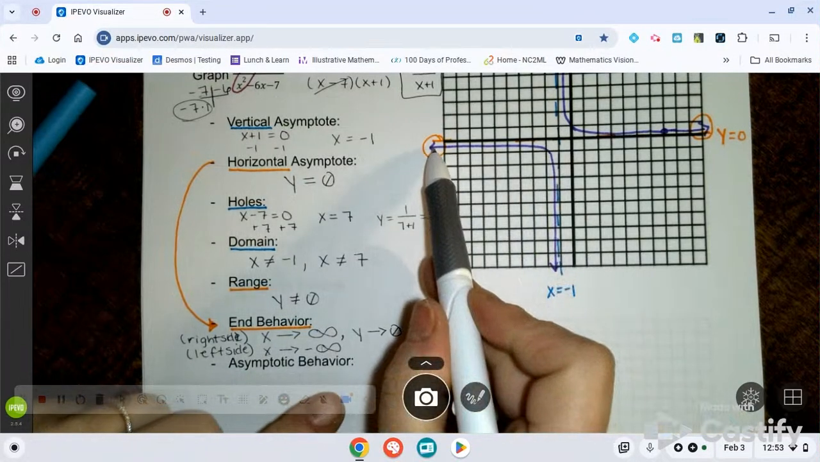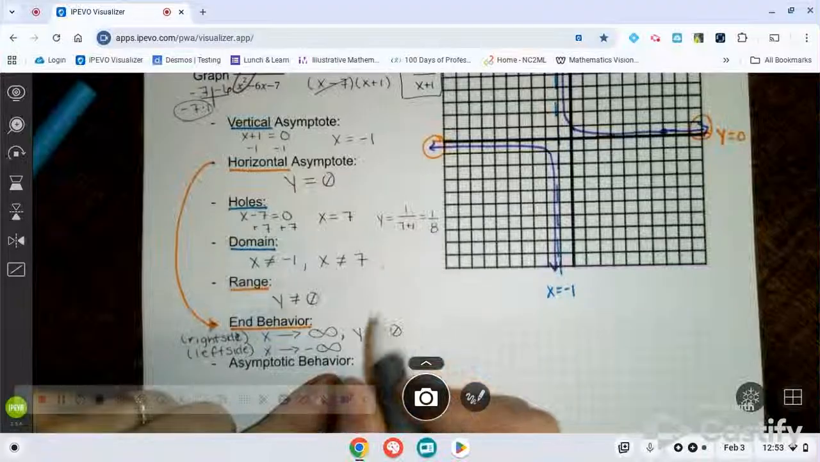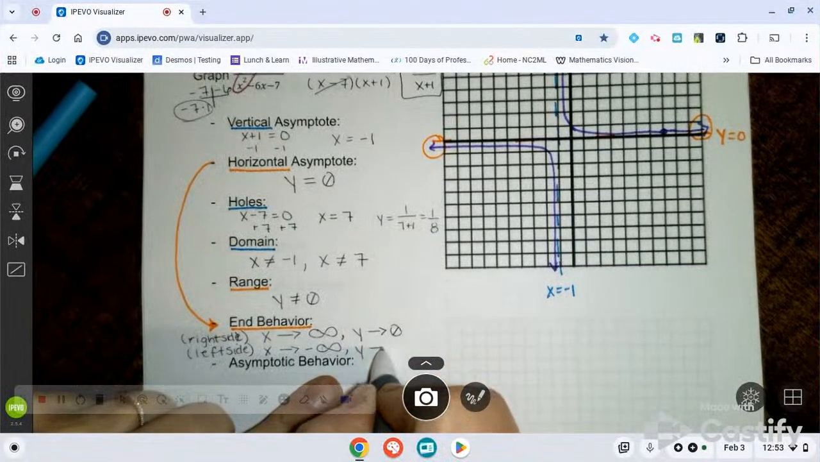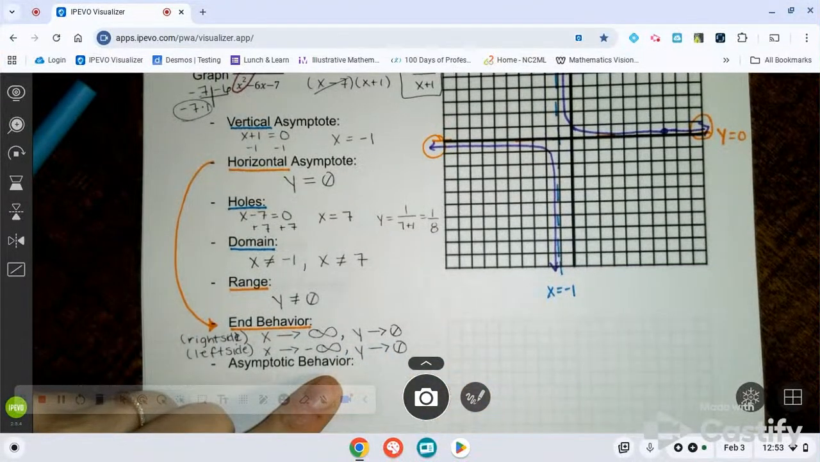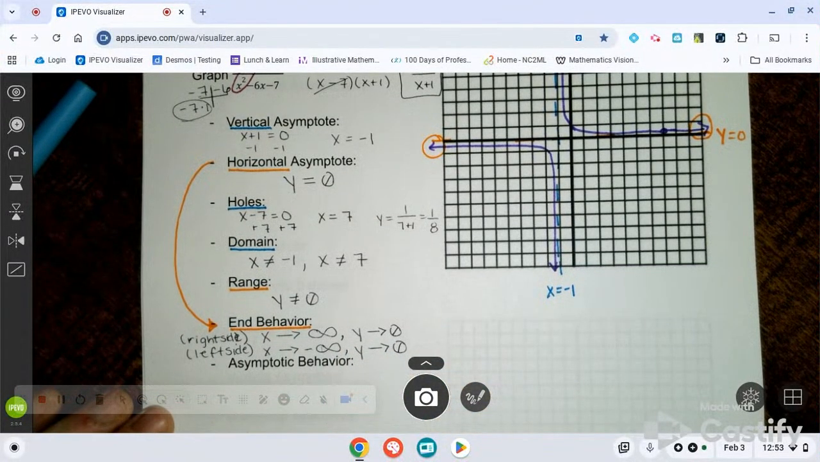And on the left-hand side, I'm also approaching the asymptote of 0. So then again, I'm going to see y approaching 0. So end behavior is our left and right arrow, and it's related to our horizontal asymptote when we're dealing with a rational function.